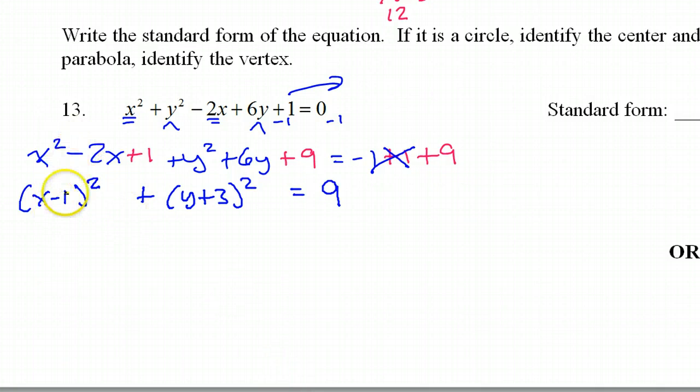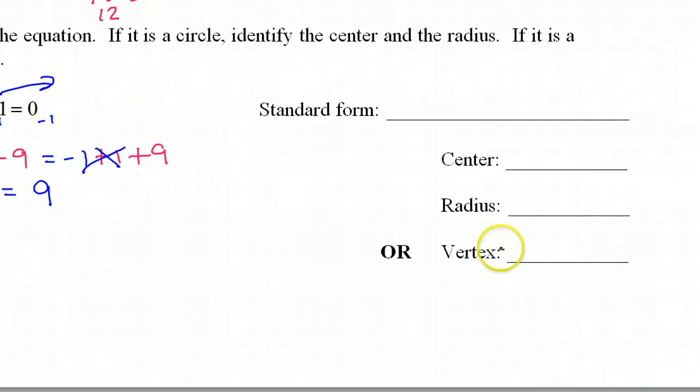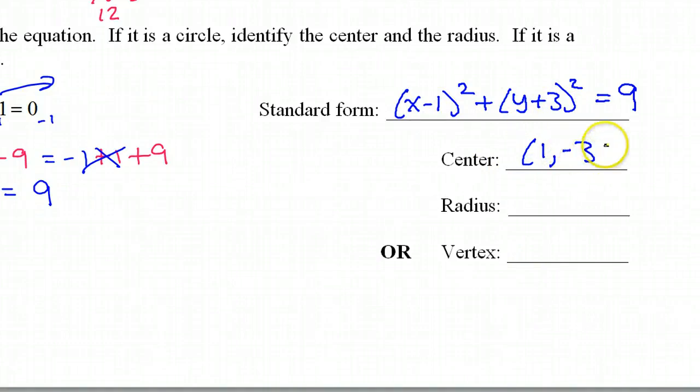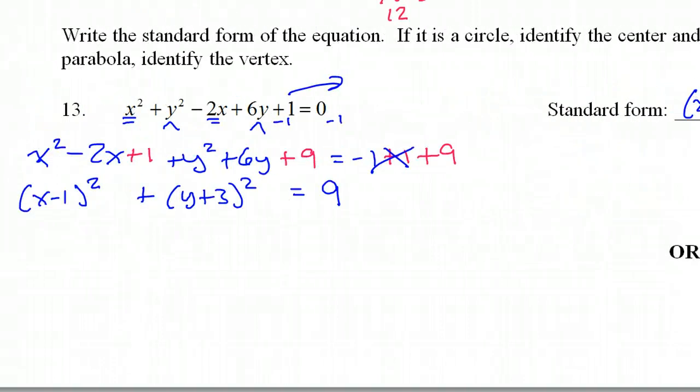So notice that the sign comes from the middle. Negative 2, this will be negative. Positive 6, this will be positive. Okay, so that is the standard form equation. So the center will be the opposite of these, so that'll be 1, negative 3. And the radius will be the square root of this, so the radius is 3. And that is it. So that was number 13.